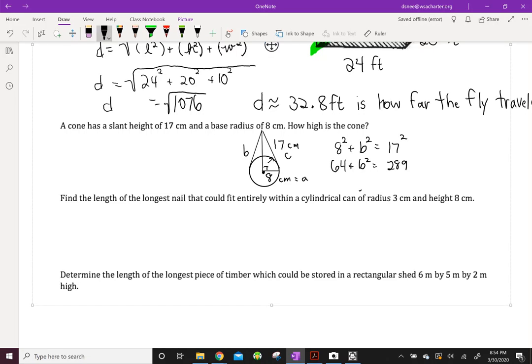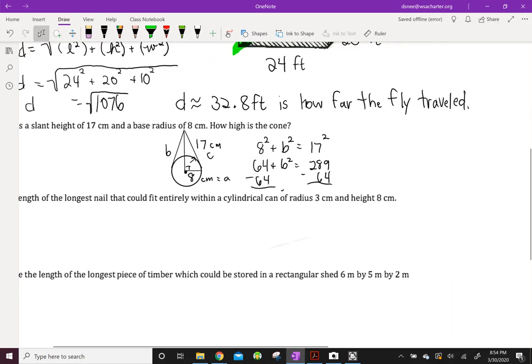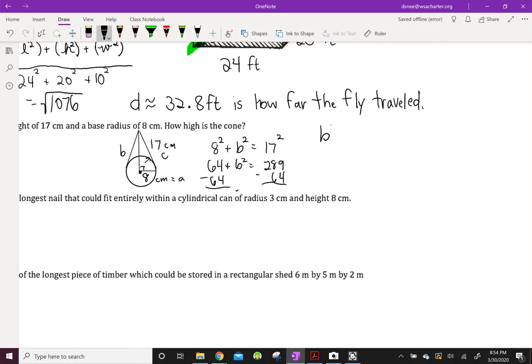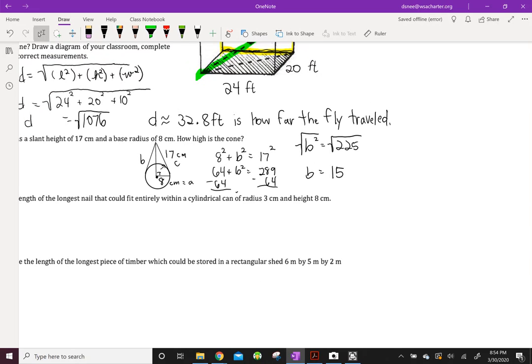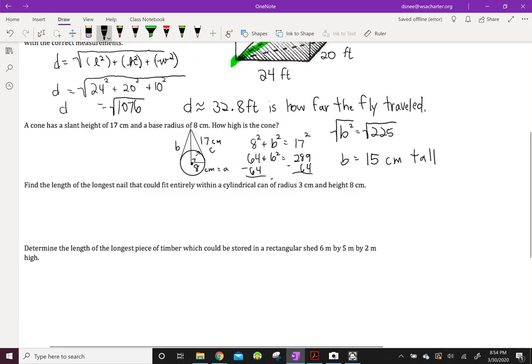So B, let's see, subtract 64, and I wind up with B squared equals 225. And if I want to know what B is equal to, I take the square root and I find B is equal to 15. So I know that the cone is 15 centimeters tall. And that's working with a cone.